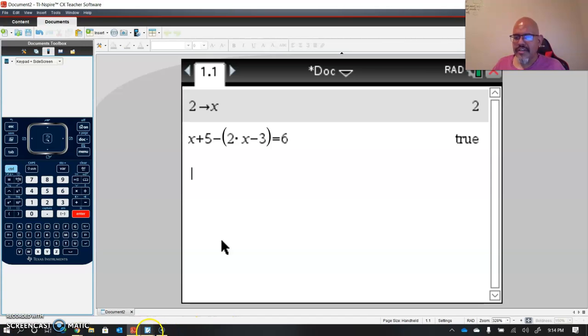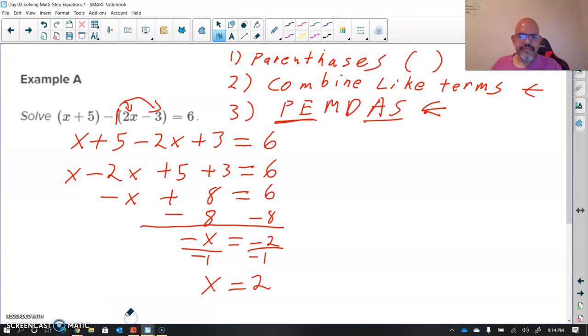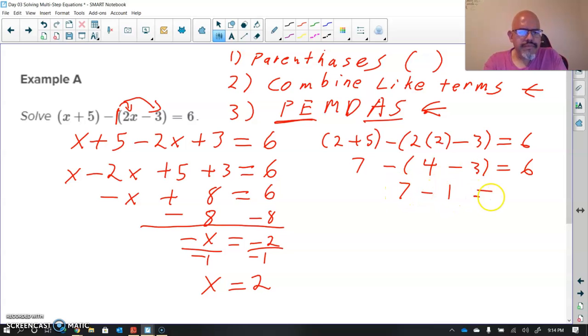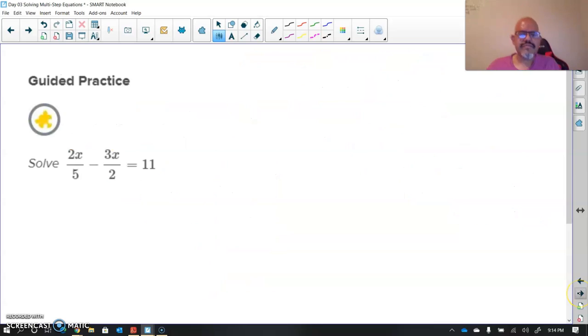Now, if you did this by hand, you can do that by hand, no problem. So let me just bring that up. So we can go ahead and just take 2 plus 5. We're going to substitute the x with 2. 2 times 2 minus 3, and that's equal to 6. So 2 plus 5 is 7, minus, well, this is going to be 4 minus 3, and 4 minus 3 is positive 1. And 7 minus 1 is 6. So you can see that does check out.